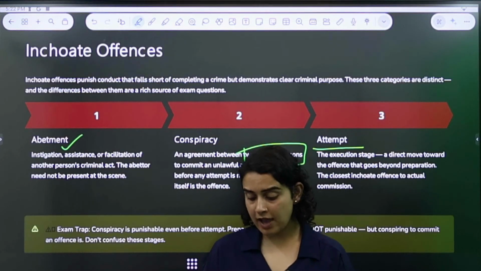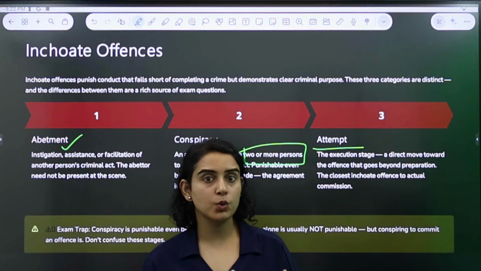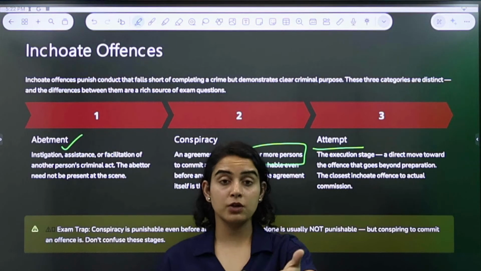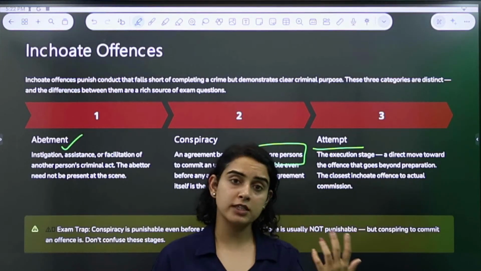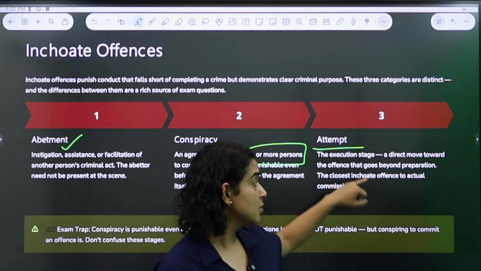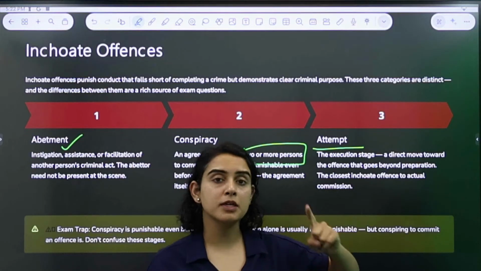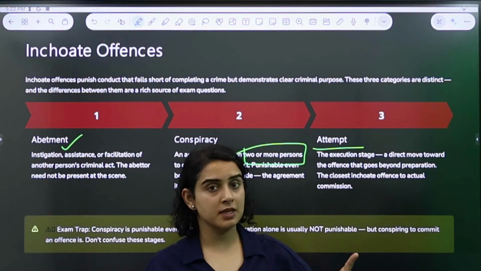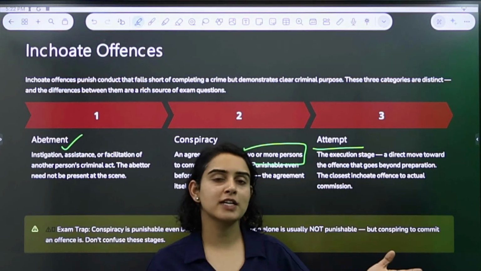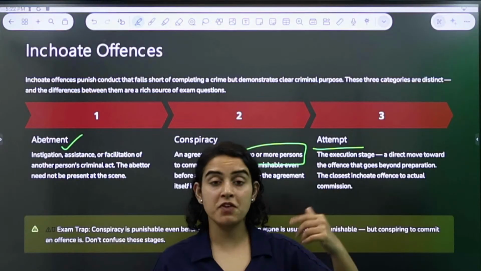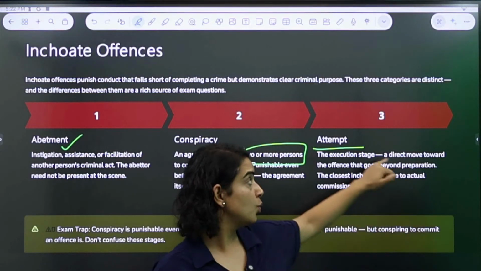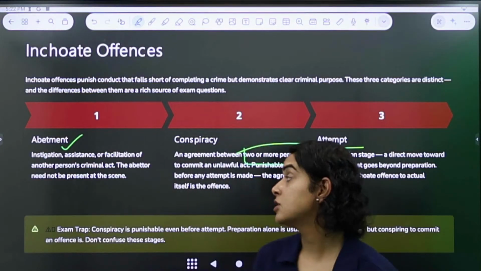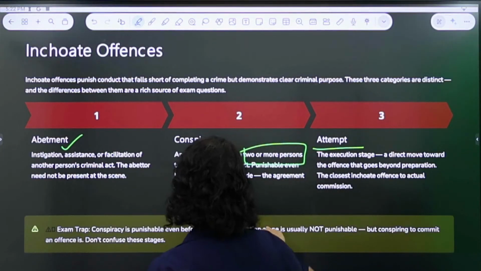So if you have just attempted to kill someone, you couldn't kill that person, but you tried to shoot him down. He dodged your bullet, that's separate, but you even tried it. That is also punishable, right? Why? Because it shows that you had an intention and you had also prepared well for it. You couldn't execute it well, but still, to prevent it from happening again, you will be punished. And attempt is also something which is criminalized.